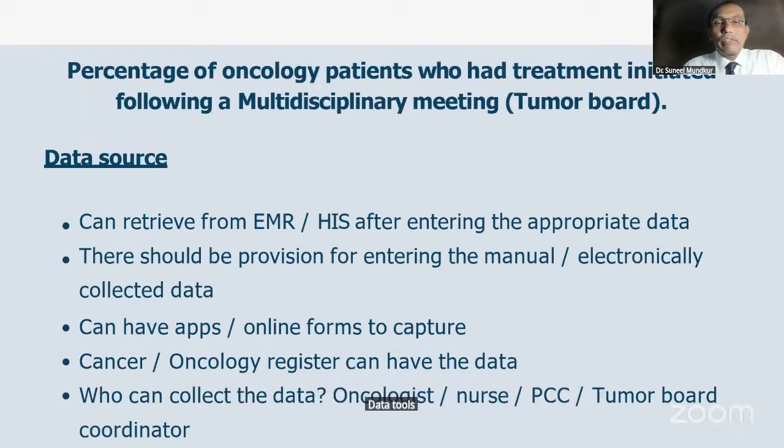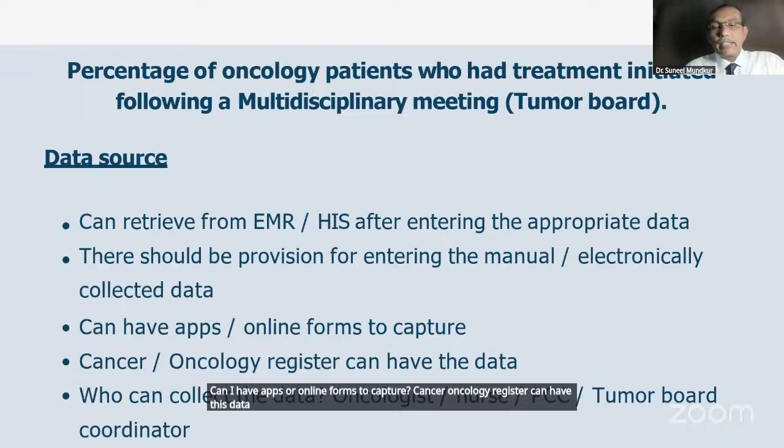The data source can be retrieved from EMR or HIS. There should be provision for entering manual, electronic, or collected data. You can have apps or online forms to capture it. The cancer or oncology register can have this data. And who can collect the data? The oncologist, nurse, or patient care coordinator.